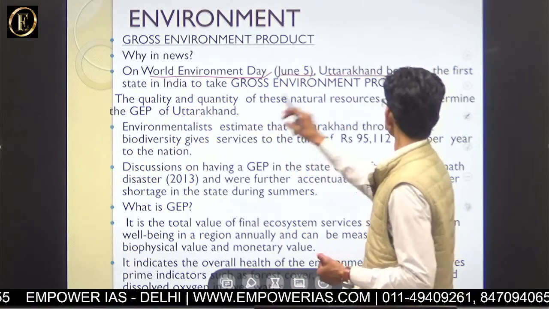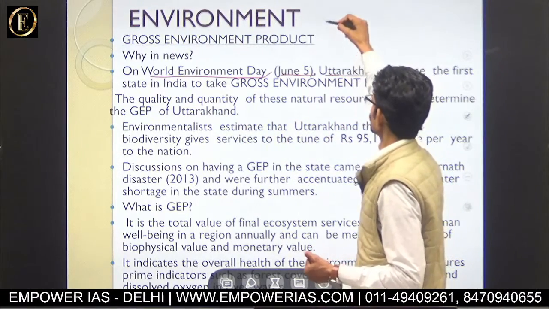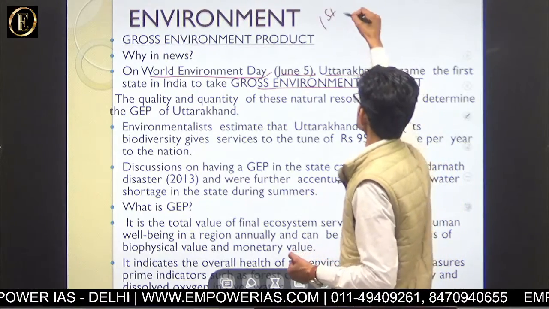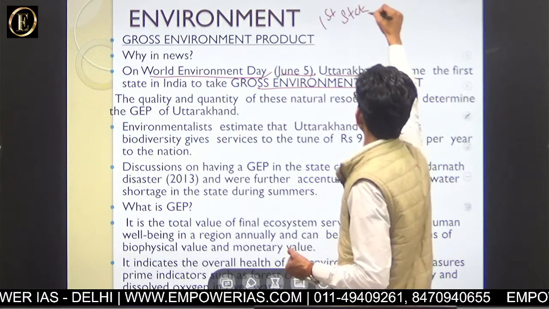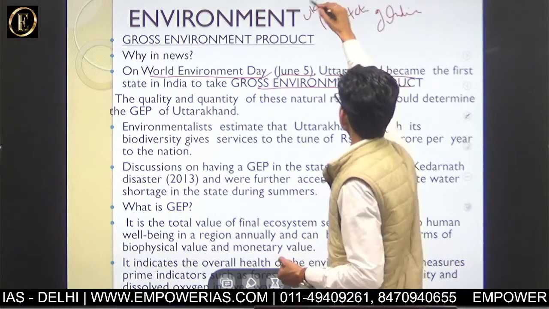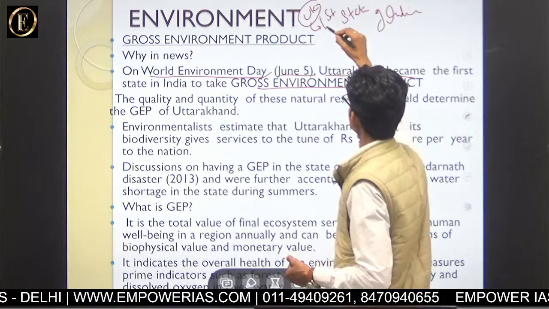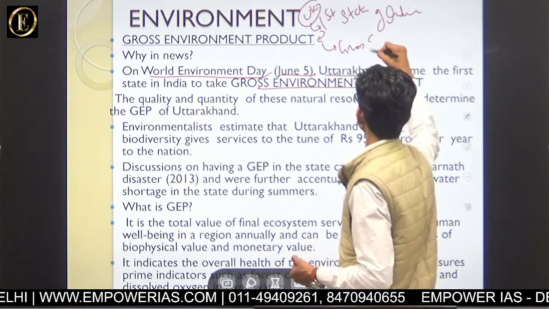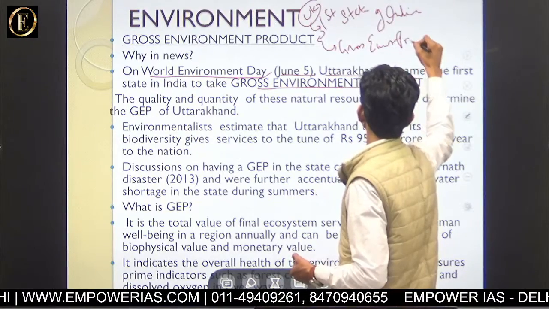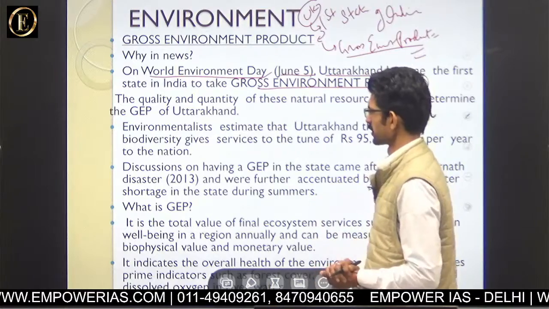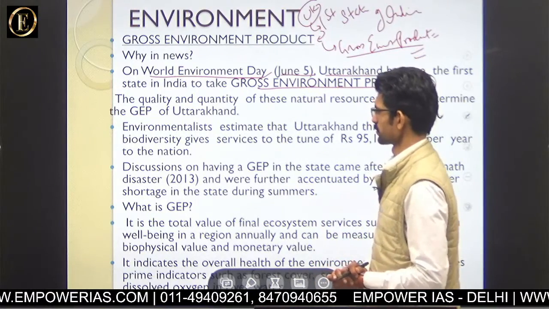became the first state of India to have a gross environment product. First state of India, that is Uttarakhand, becomes the first state of India to have a gross environment product. So gross environment product Uttarakhand में माना गया है. And what is gross environment product?